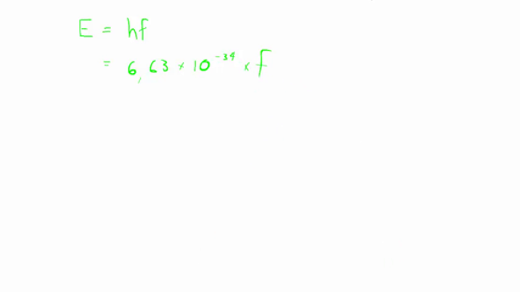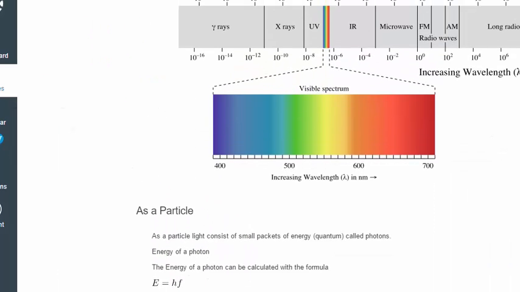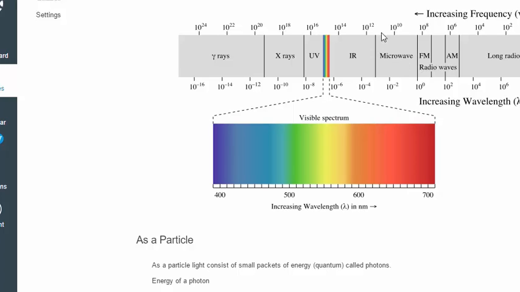So notice if I now go back here, that frequency is increasing in this direction. See, increasing frequency. So the more I go to the blue end, or actually the violet end of light, the more energy that light has. So a low energy is something like red light.